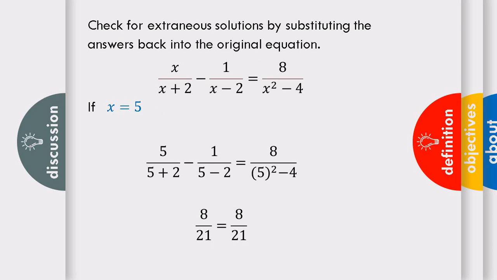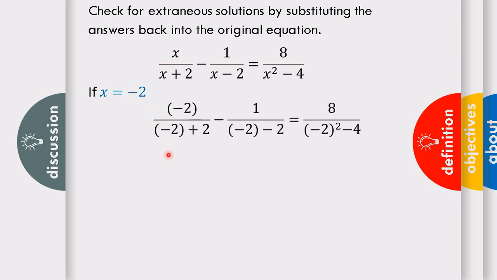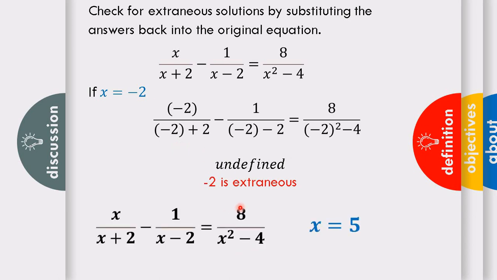How about the other one? The next one is negative 2. Substitute: negative 2 over negative 2 plus 2 subtracted to 1 over negative 2 minus 2 is equal to 8 over negative 2 squared minus 4. So undefined, because we have negative 2 plus 2, which is 0. So negative 2 over 0 is undefined. Therefore, the second x value is an extraneous solution and not a solution to the rational equation. So negative 2 is extraneous. The x value for this rational equation is only x equals 5.